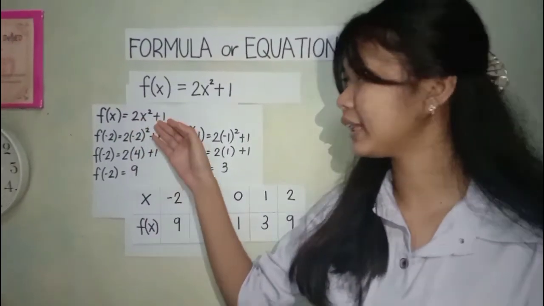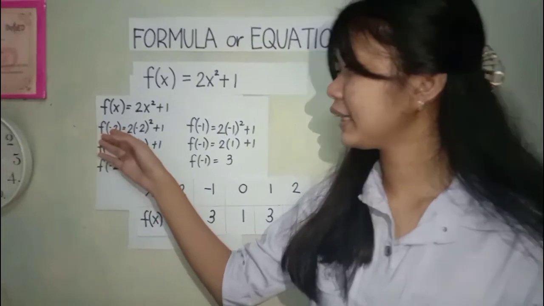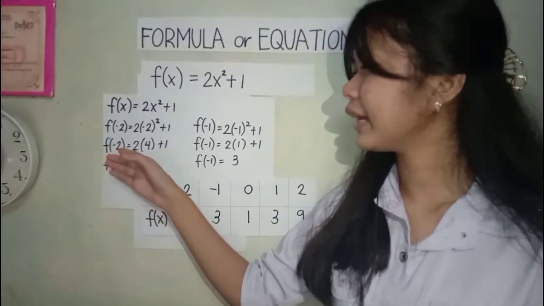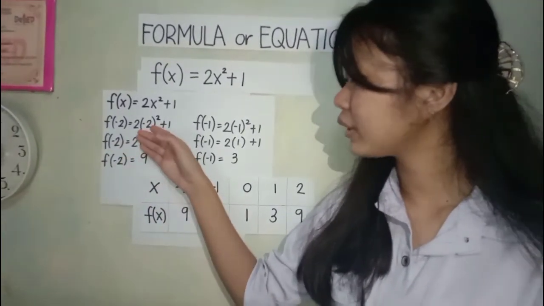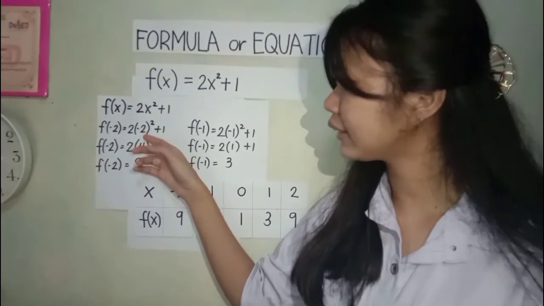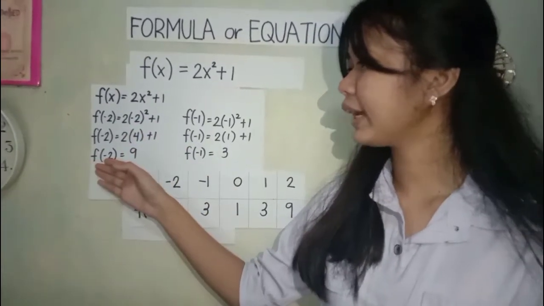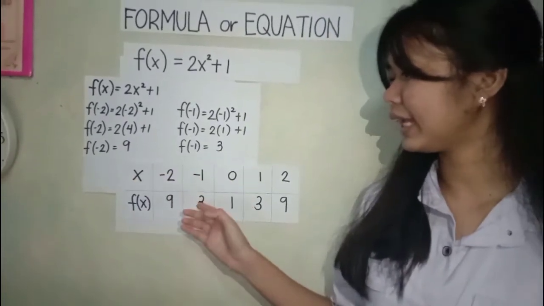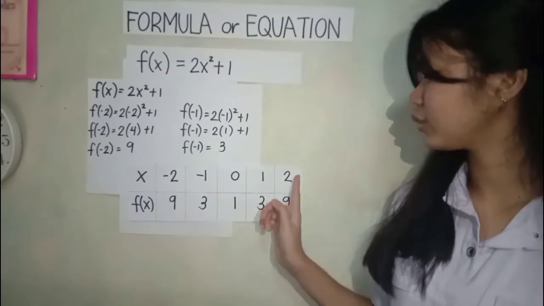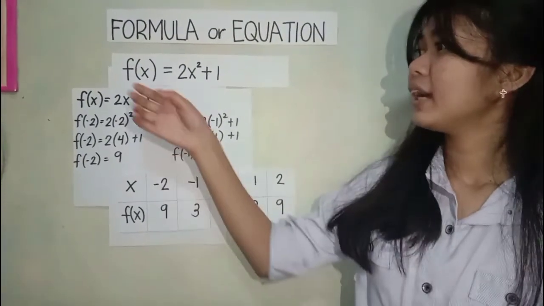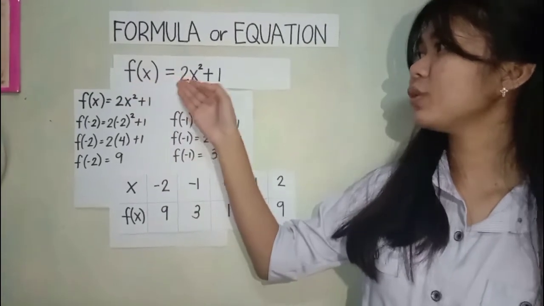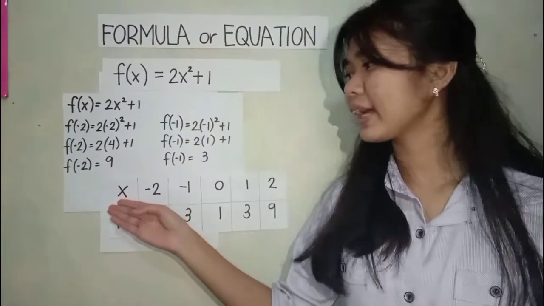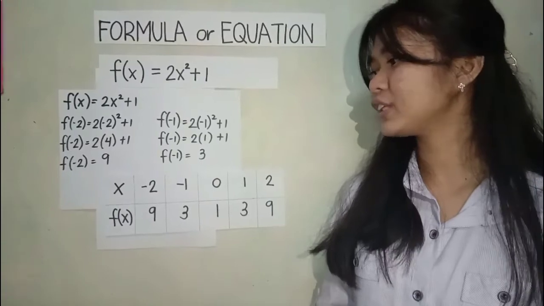We will substitute it in the equation. F of negative 2 equals 2 times negative 2 squared plus 1. We will square the negative 2. We'll get 2 times 4 plus 1. F of negative 2 equals 9. And if the value of x is negative 1, we will get 3. We can conclude that this equation f of x equals 2x squared plus 1 is a function because each element in domain or x corresponds to a specific value of range or f of x.